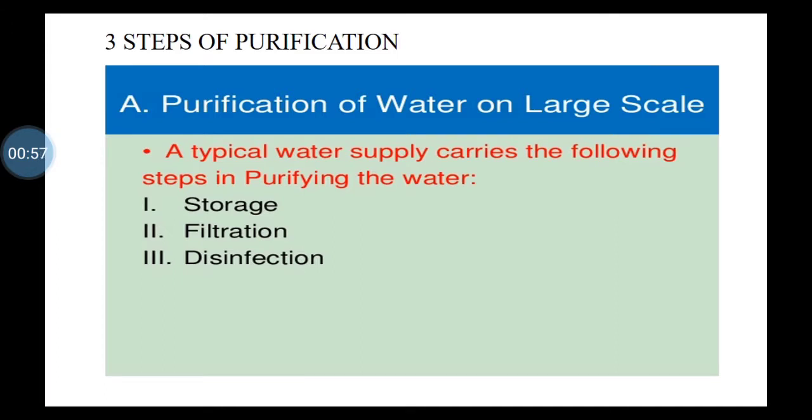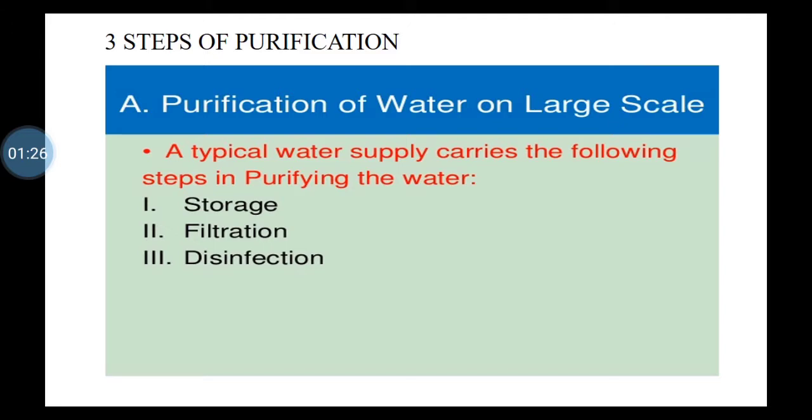Now, water is purified on a large scale for supply to a city or town. Whatever water we get through the municipal corporation at our home is purified water, and on a large scale, they have to purify it. Now, in purification, there are three steps when we have to purify water on a large scale.